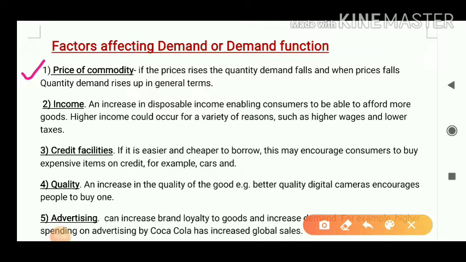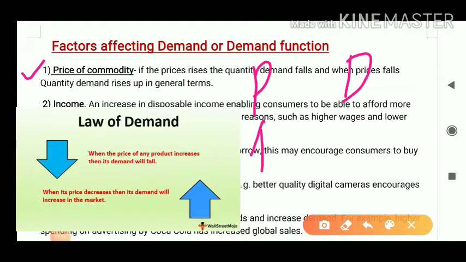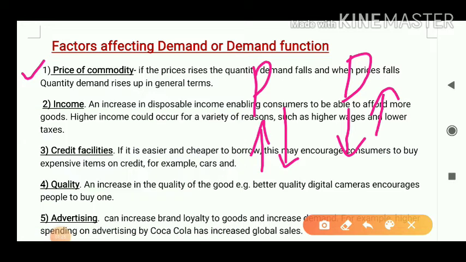What does it mean? When the price rises, the demand of the commodity falls. And when the price falls, the quantity demanded rises, or the demand of any commodity. You can take the example of a phone. If the price of the phone is rising, its demand will fall, and when its price is falling, the quantity demanded may rise in the market.